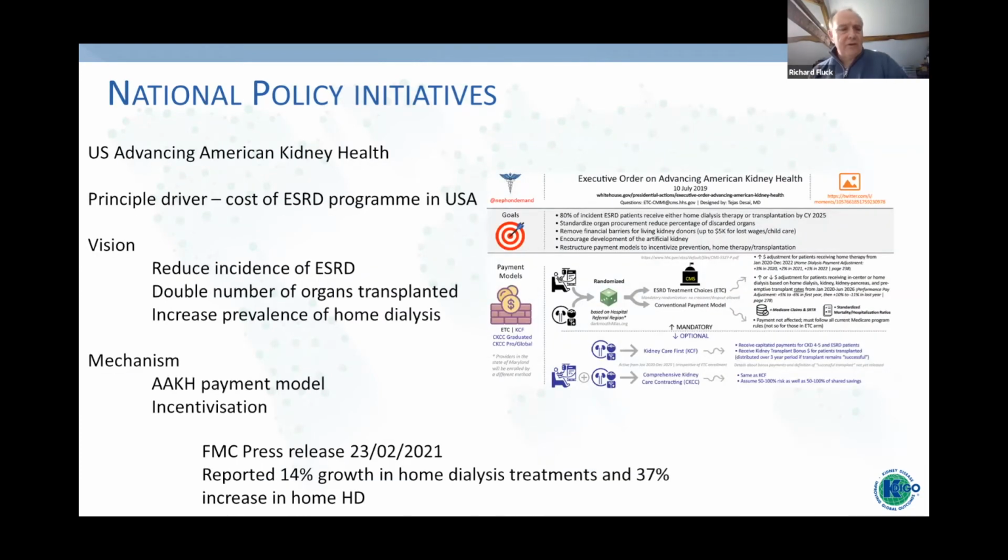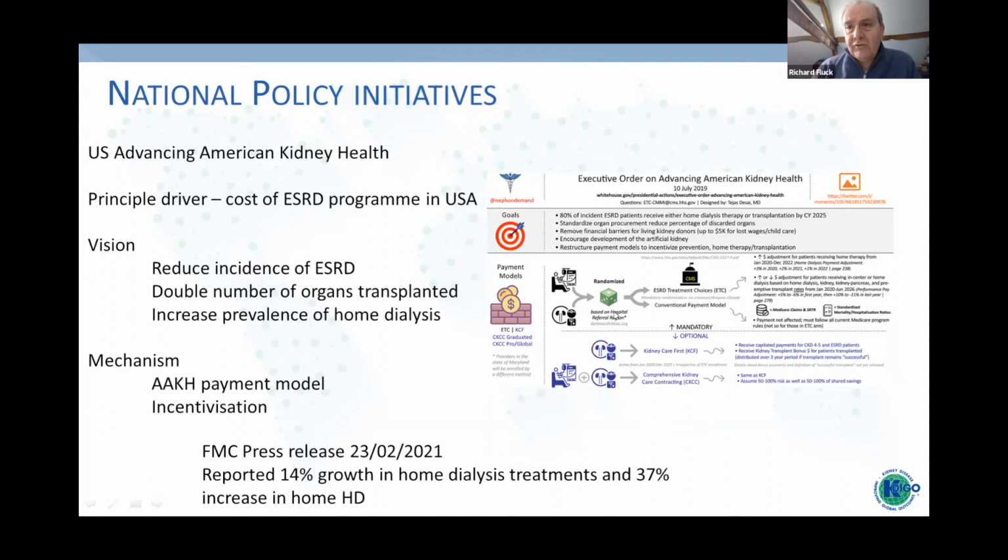So let's turn to another policy initiative and just ask ourselves some questions around that. So that's the US Advancing American Kidney Health Program. And I think this is interesting because the principal driver is cost here, huge cost to the end-stage program in the USA. And its vision is actually broader than just home therapies, but home therapies are one element of it. It's to reduce the incidence of end-stage renal disease, double the number of organs transplanted, and increase the prevalence of home dialysis. And the mechanisms that they're starting to explore around incentivization and payment. And this is a graphic that summarizes it.